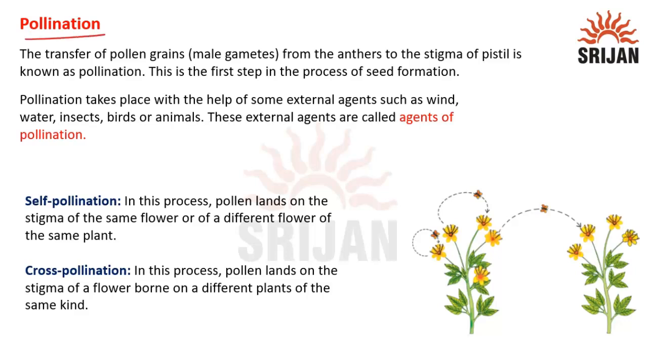In this video, we will learn about pollination. The transfer of pollen grains, that are the male gametes, from the anther to the stigma of the pistil is known as pollination. This is the first step in the process of seed formation.